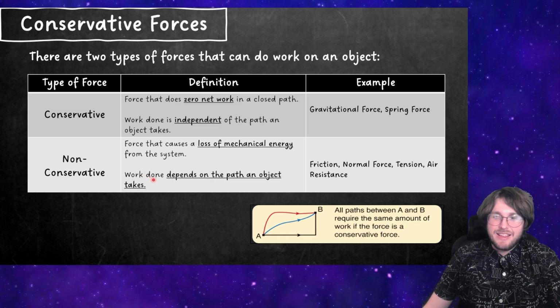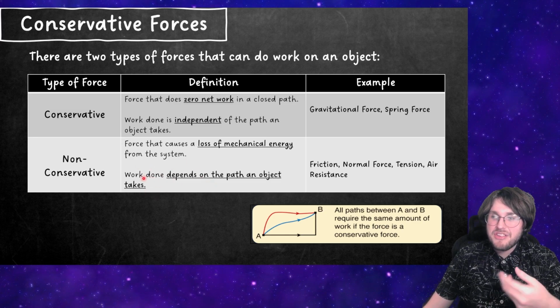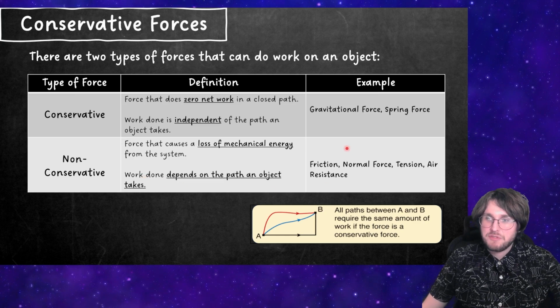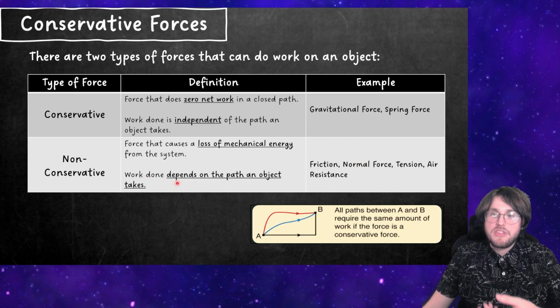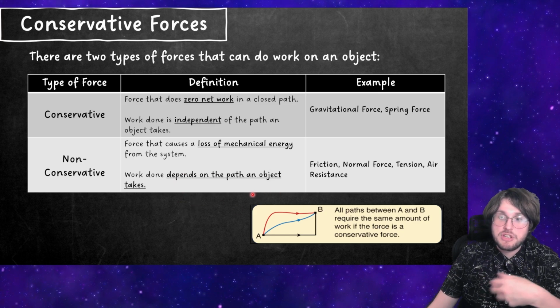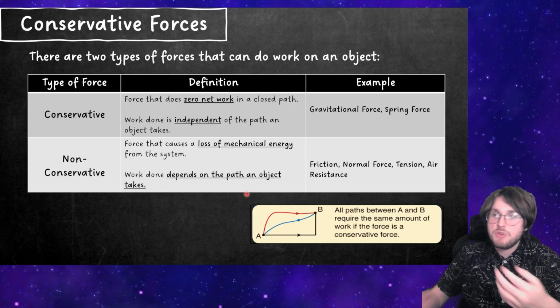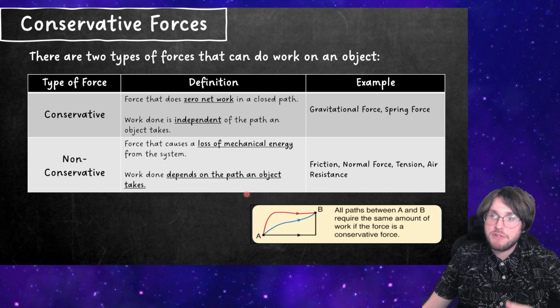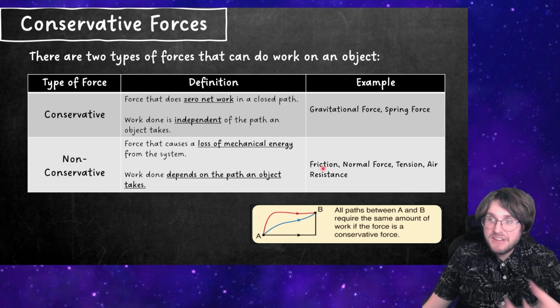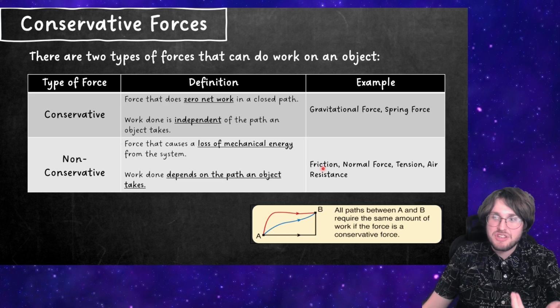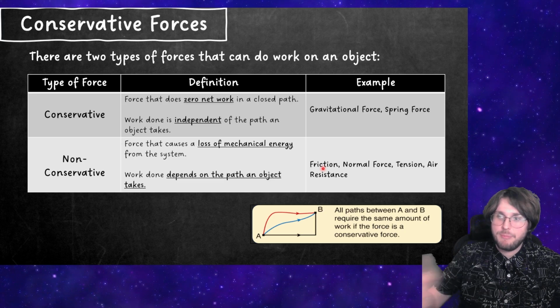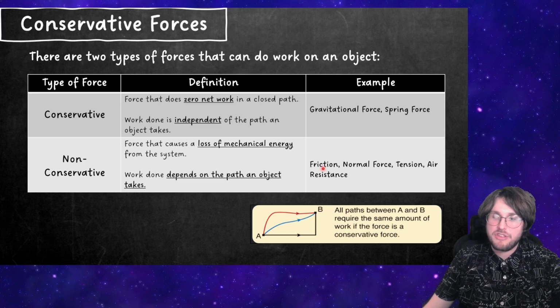Now, because you could be under the influence of something like, say, friction over a longer distance, the work done by these forces generally does depend on the path an object takes. If you have more distance to travel and friction is affecting you, then obviously taking the longer path is going to be less efficient overall because friction has more time to drain energy out of your system.